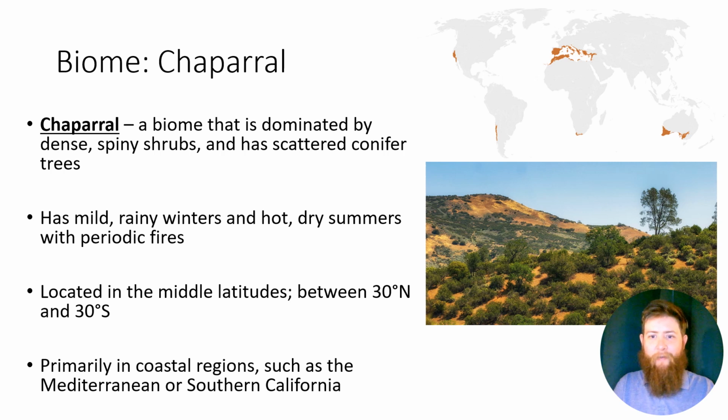Alright, our next biome is the chaparral, and this is a biome that is dominated by dense, spiny shrubs and has scattered coniferous trees. It's kind of like this picture down here. It has mild, rainy winters and hot, dry summers, and these summers usually have periodic fires throughout them.